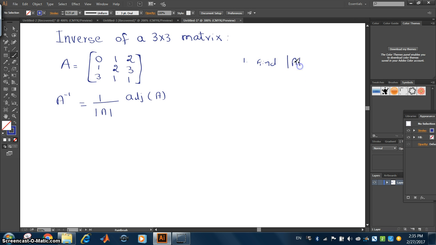Determinant of A. Second step, we have to find adjoint of A. For that, we need to find the matrix of cofactors of A. Then we'll find step 3, adjoint of A. Then substitute here to find the A inverse.